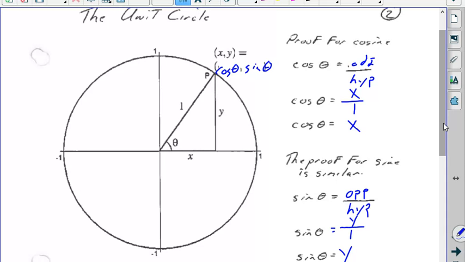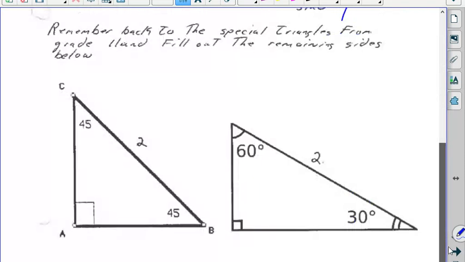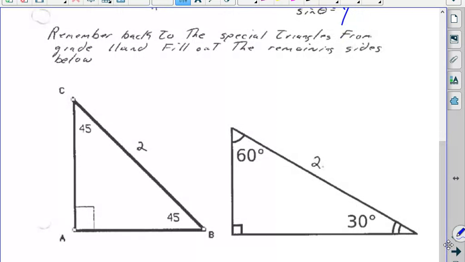Okay, if I say a point is at 1/2 and square root 3 over 2, what's the angle that created that? Well, I can tell you because I know that 1/2 is going to be cosine of the angle that created it. And sine of that angle will be square root 3 over 2, which we should know from our special triangles. Okay, so now let's go back to our special triangles.